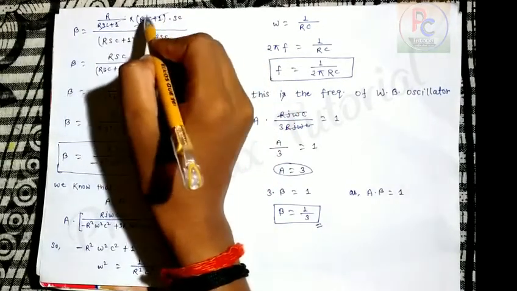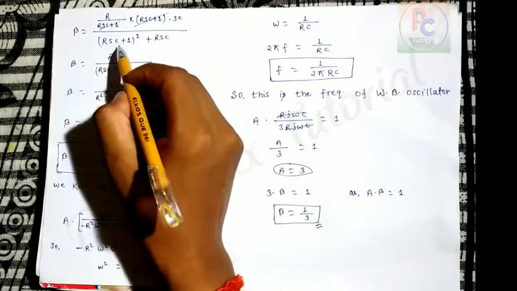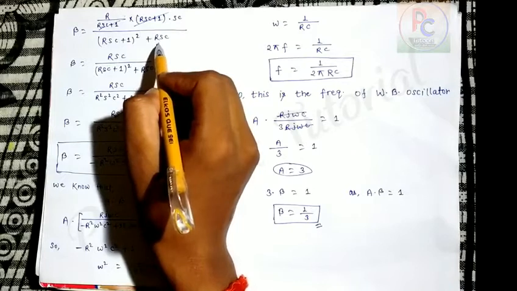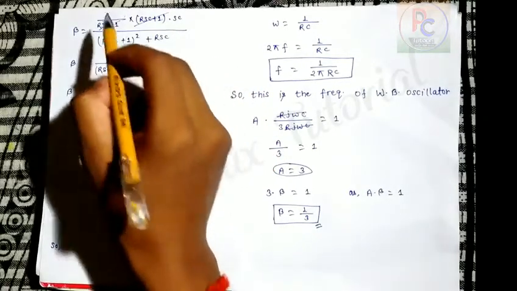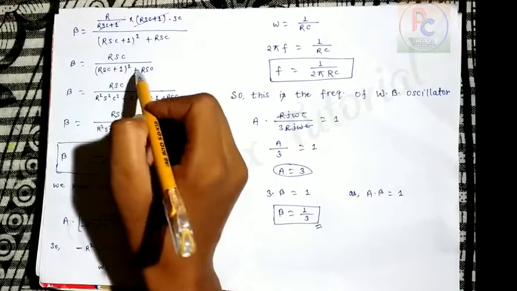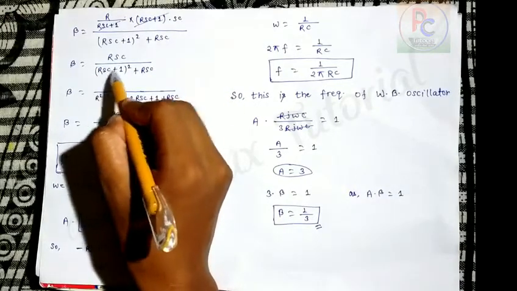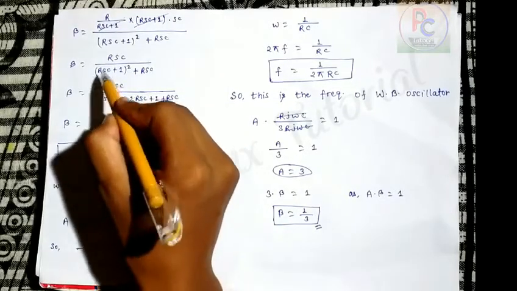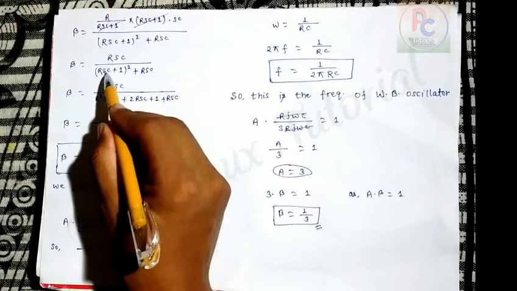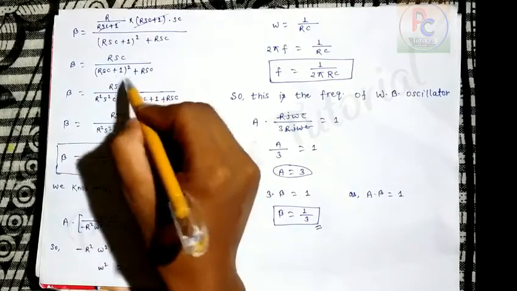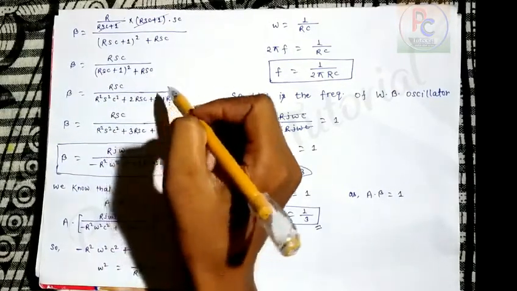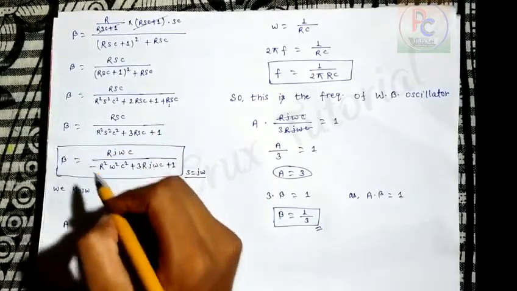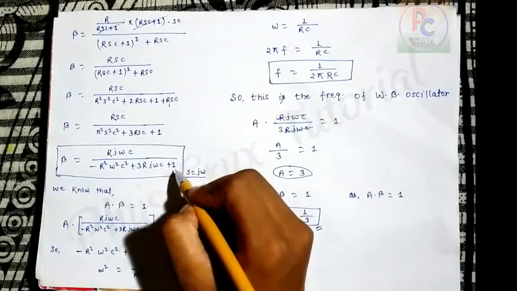So RSC plus 1 will be cancelled here. Then it will be RSC plus 1 whole square of RSC plus 1 plus RSC. Here this is the simple calculation only. We know the formula of A whole square of A plus B. Here we get R square S square C square plus 2 RSC plus 1 plus RSC. Then 2 RSC plus RSC will be 3 RSC here. Then we get the value of beta.